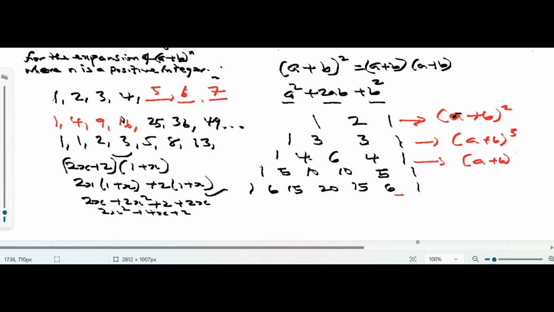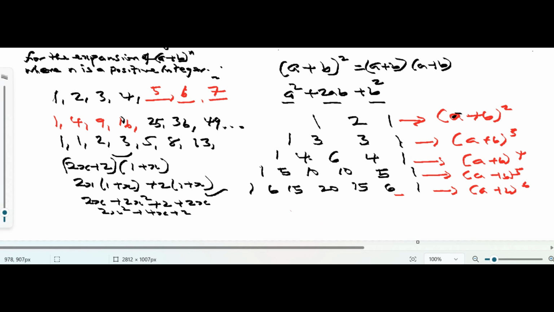A plus b raised to power 4. This one is for power 5. A plus b raised to power 5. This one is for power 6. A plus b raised to power 6. You can keep on producing the pyramid or the triangle like that, and it will move on. So how will I apply? Mind you, these are the coefficients. Yes, the Pascal triangle shows you the coefficient of that binomial expansion based on the degree.